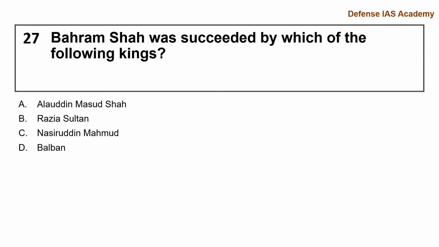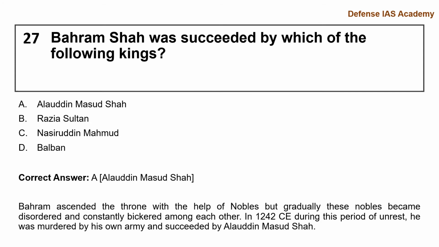Question 27. Bahram Shah was succeeded by which of the following kings? The correct answer is option A, Alauddin Masood Shah. Bahram ascended the throne with the help of nobles, but gradually these nobles became disordered and constantly bickered among each other. In 1242 CE, during this period of unrest, he was murdered by his own army and succeeded by Alauddin Masood Shah.